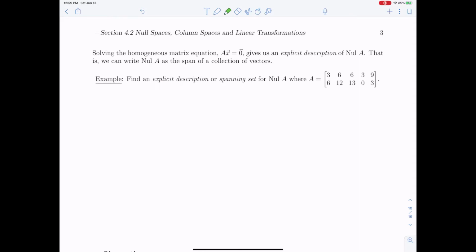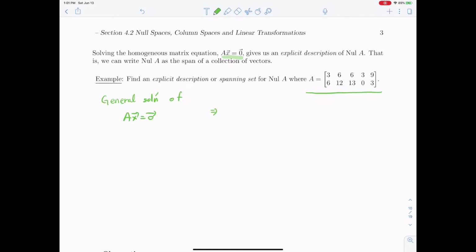Solving the homogeneous matrix equation Ax equals 0 gives us an explicit description of the null space of A, or in other words, we can find a spanning set for the null space of A. So let's look at the following example. Suppose that A is given by a 2 by 5 matrix like this. Then the general solution for the homogeneous equation Ax equals 0 can be found by finding the reduced row echelon form of A.